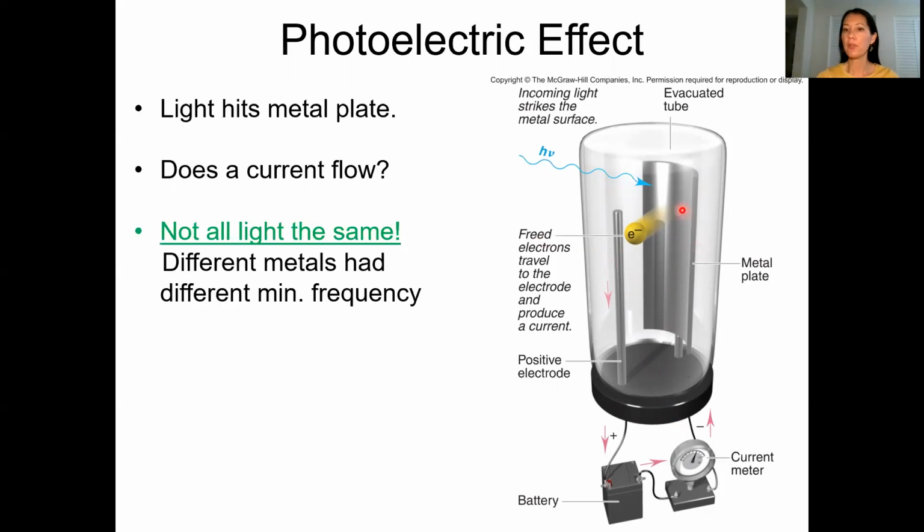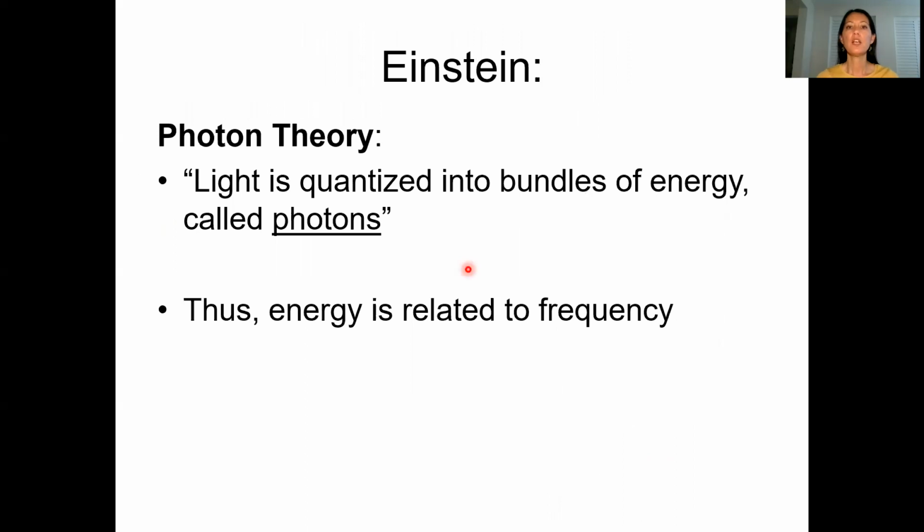They also swapped out the metals. They used different metals. So they found out different metals have a different minimum frequency. So remember, higher frequency, higher energy, different minimum frequency of light that was needed to eject the electron. So that was really confusing to scientists. Einstein came up with an idea and he said, light is actually what's called quantized into certain bundles or packets of energy, and he calls those photons.